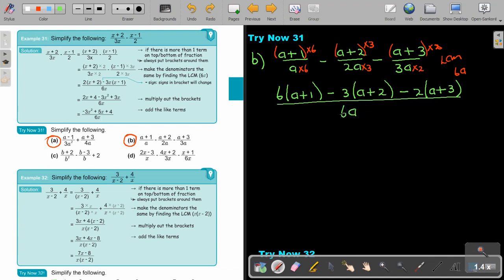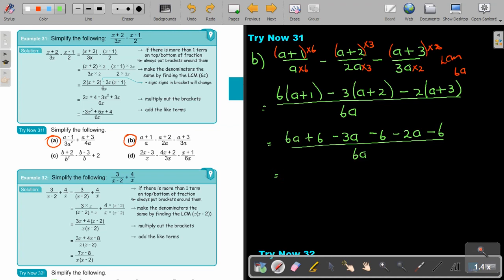And then I simplify it, and I will get 6a plus 6 minus 3a minus 6. Be careful, a negative times a positive is a negative. This one will work out nice, usually you will not make mistakes here, but this one, a negative times a positive is going to be negative 6. And that is all going to be over 6a.